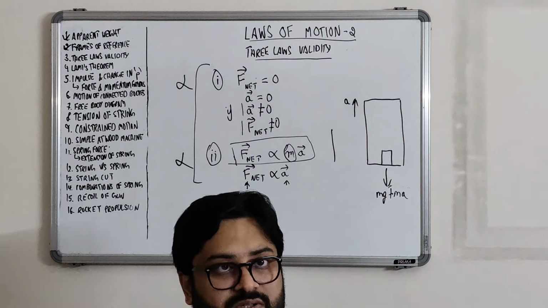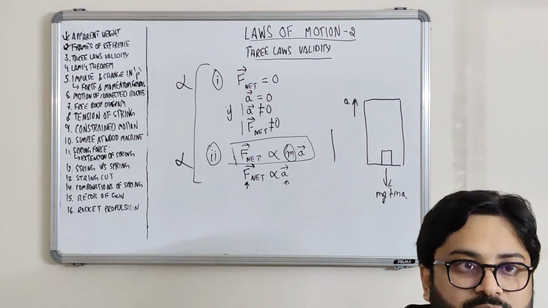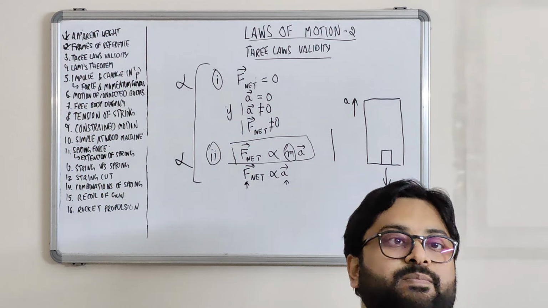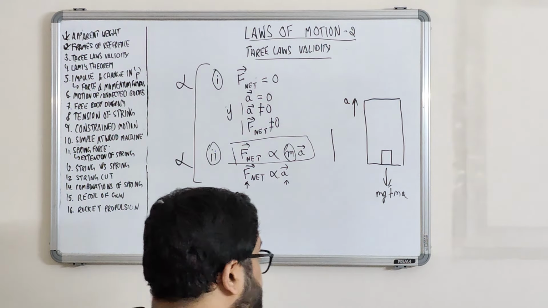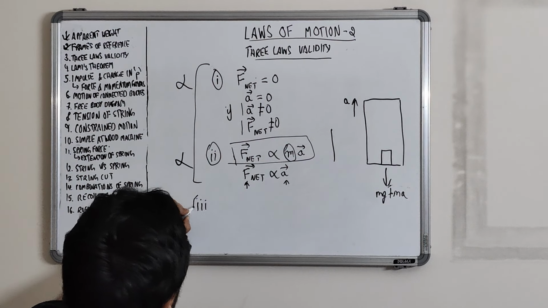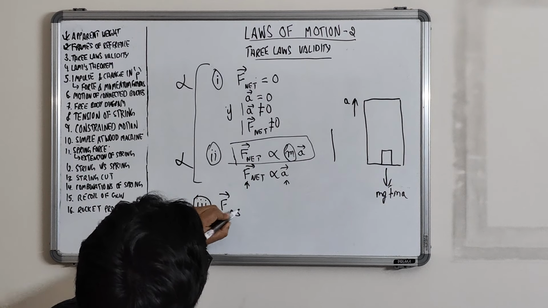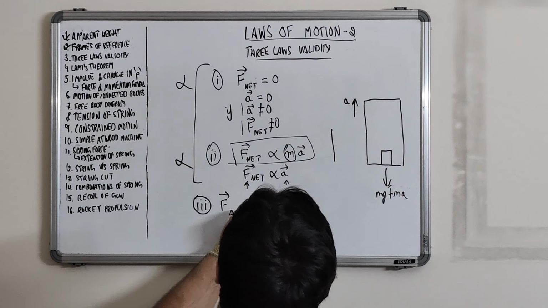So the first two laws lose meaning when you talk about an accelerated frame of reference. I wanted to give a clearer description of this. I had mentioned this last time in some form or the other, but this makes it much clearer. So the third law: F'AB is equal to minus F'BA.